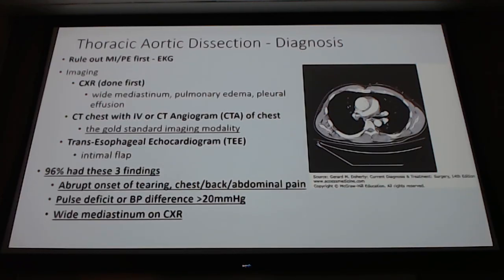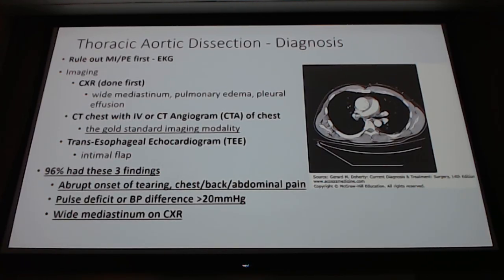How do we diagnose it? First off, because it's tearing, ripping chest pain, we have to do an EKG. We have to rule out an MI. We have to rule out a PE first. That is very easily done. And then we do a chest X-ray while we're waiting for CT.